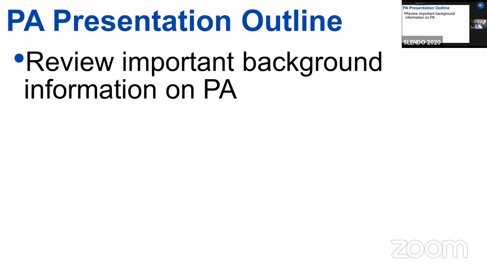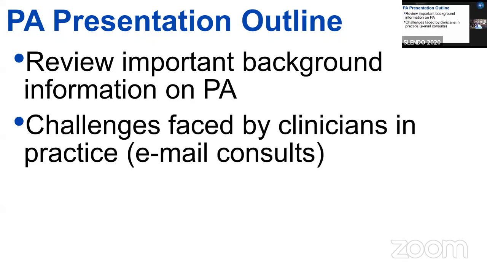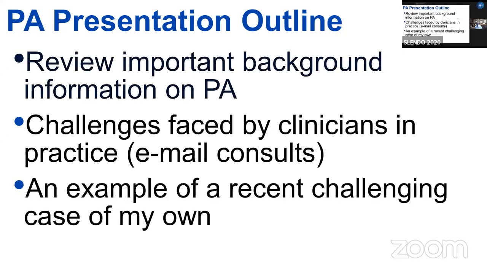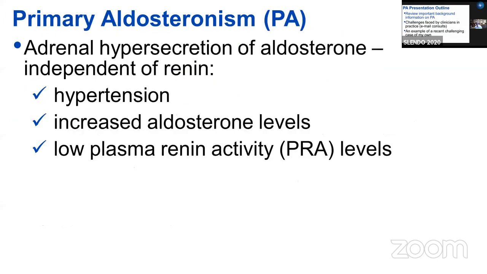The outline for my presentation is shown in this slide. We'll start with a review of important background information on primary aldo so that we all have the same understanding of what we're talking about. Then I'll move on to some challenges faced by clinicians in practice, common questions that clinicians have. And then I'll conclude with an example of a recent challenging case that I saw in the clinic. So let's start with that background information.